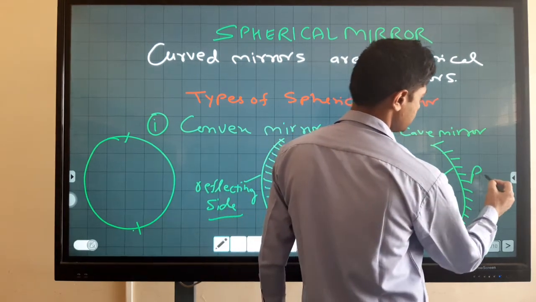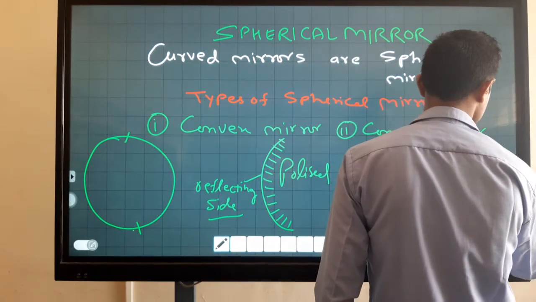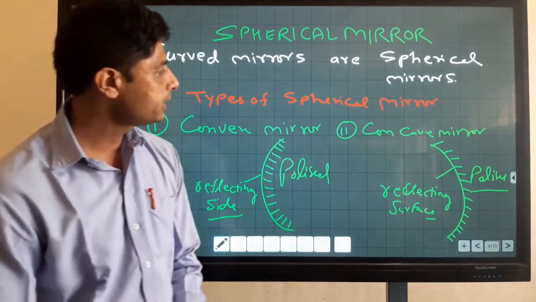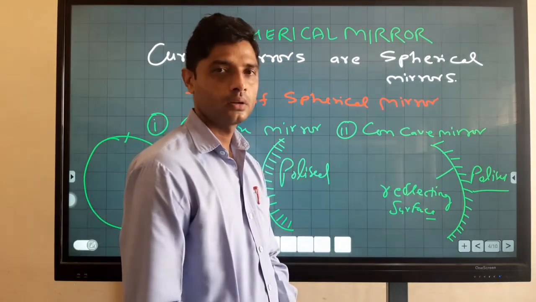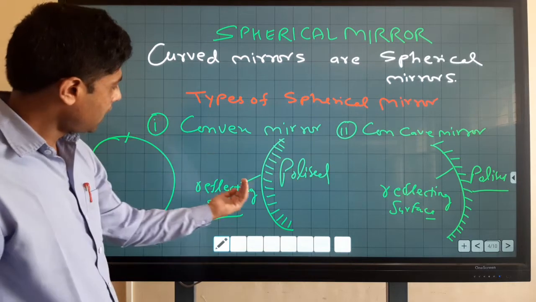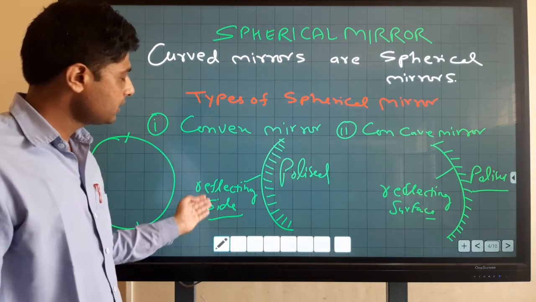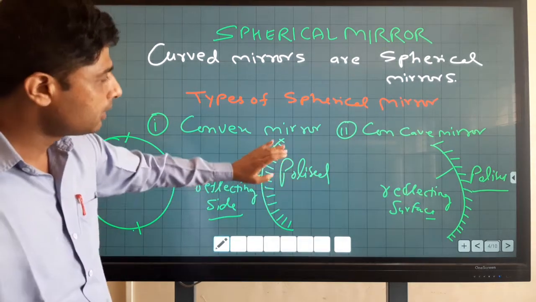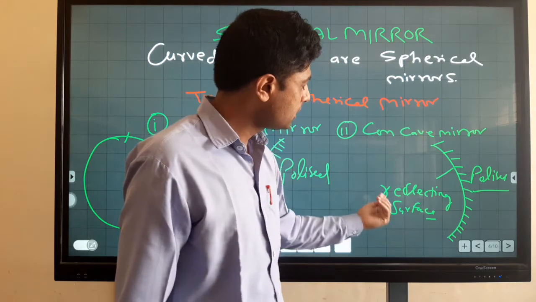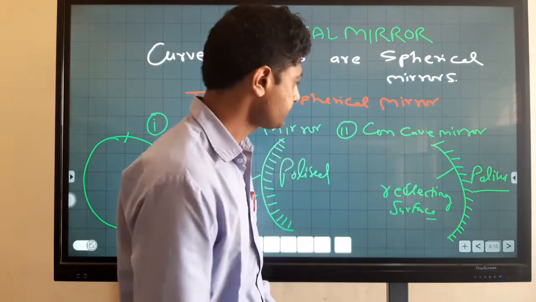It is polished. This type of mirror is known as a concave mirror. It means in a convex mirror, the outer side behaves as the reflecting surface and the inner side is polished. But in a concave mirror, the inner side is the reflecting surface, but the outer side is polished.